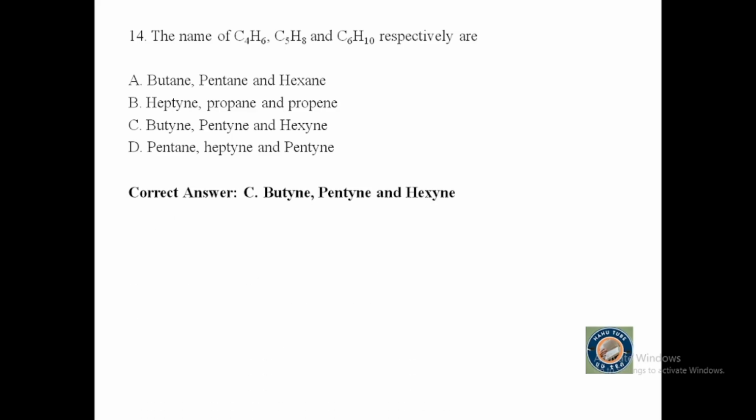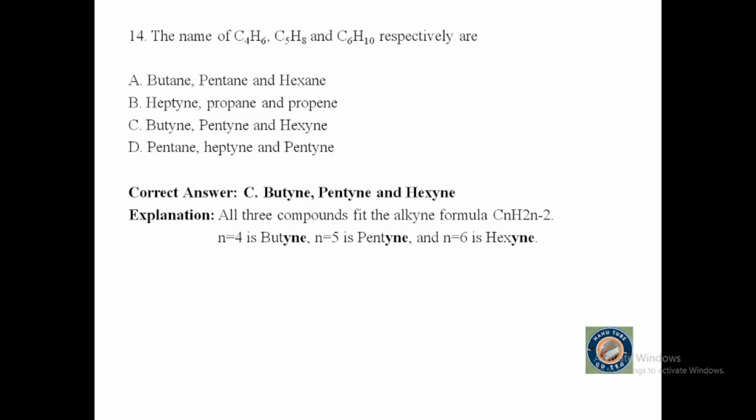The answer is butane, pentane and hexane. All three compounds fit the alkyne formula CnH2n-2. So n is 4 is butane, n is equal to 5 is pentane, and n is equal to 6 is hexane.